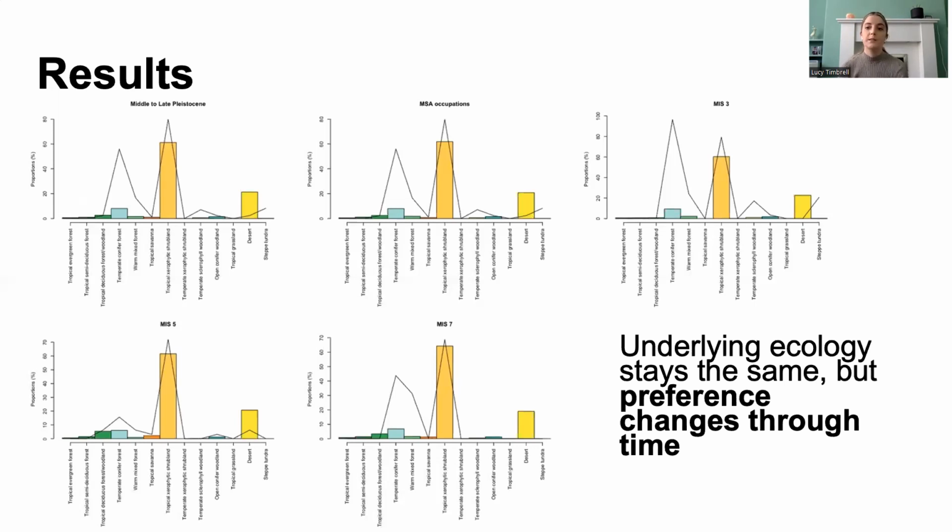So then we compared this with the proportions of biomes found at Middle Stone Age occupations, which is the line drawn on top. As you can see, we found that the proportion of sites with access to woodland biomes is much higher than is generally found across the landscape. So that's these here, particularly in MIS3 and MIS7.